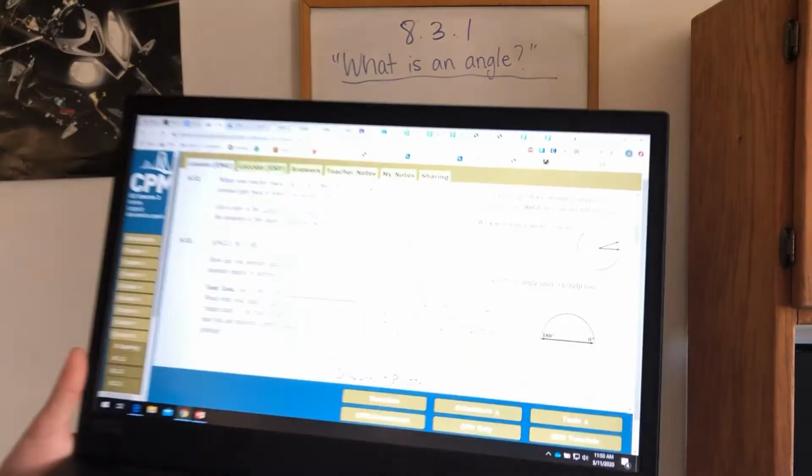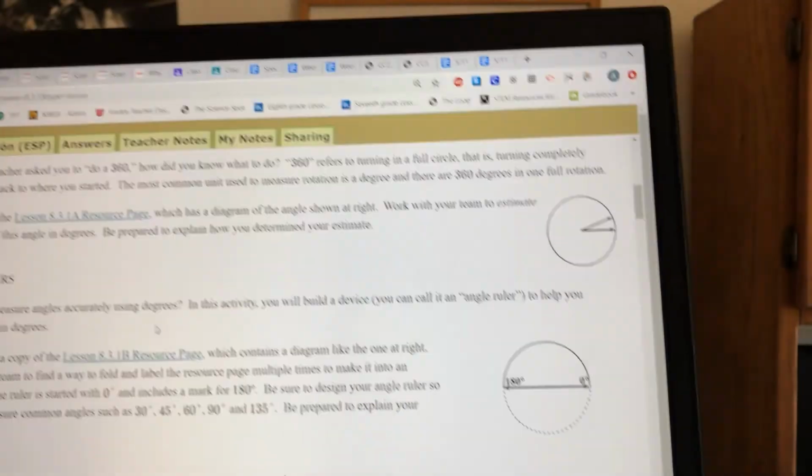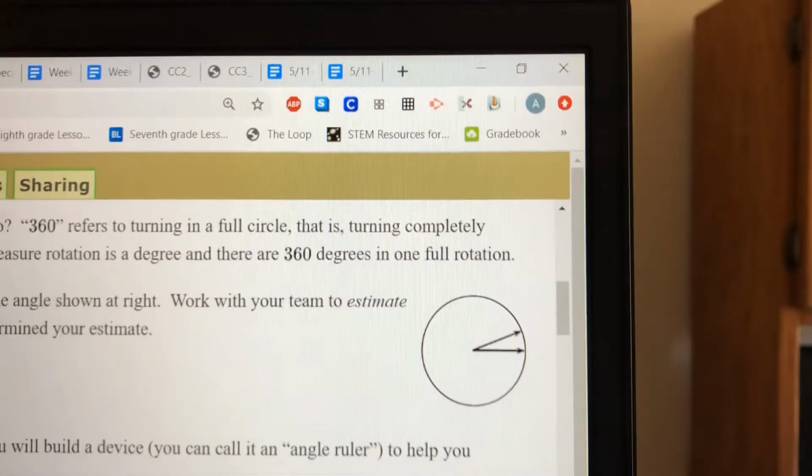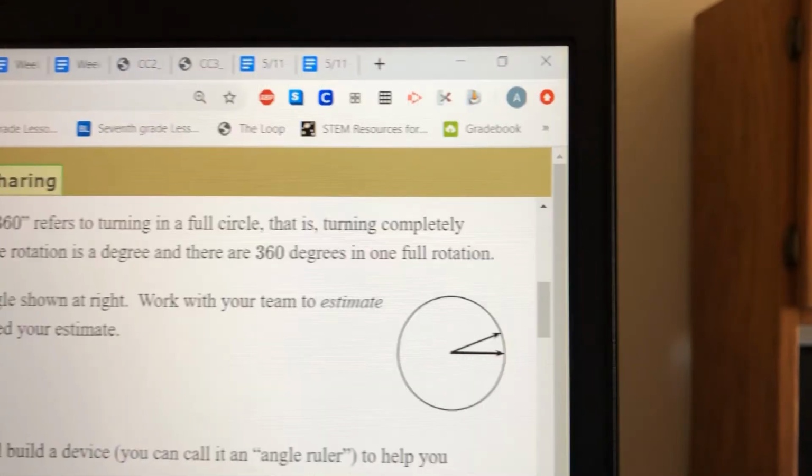Wants you to estimate. Let me see if this is working. Estimate, is that it? Let me see. Yep. Wants us to estimate that angle measurement.